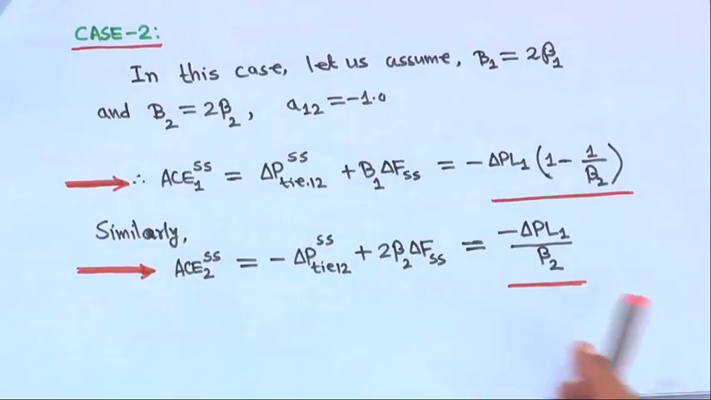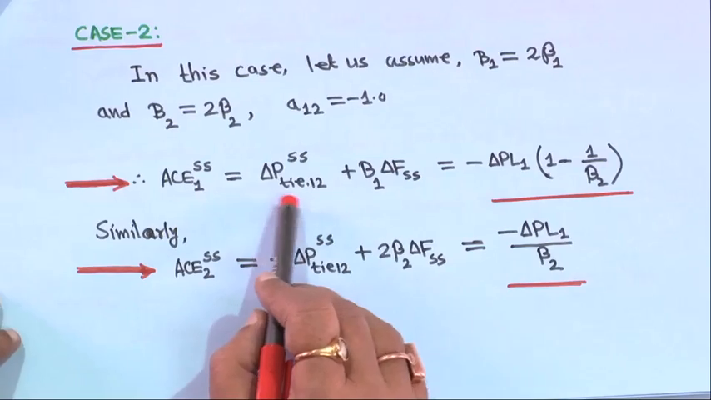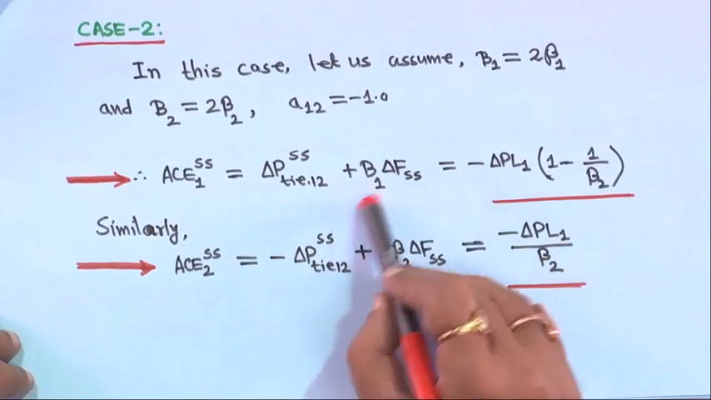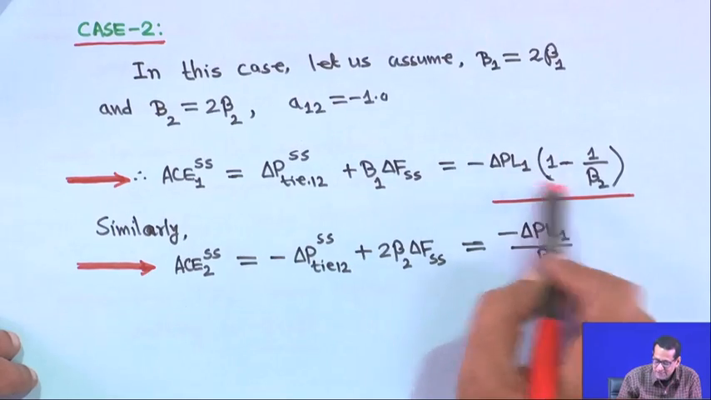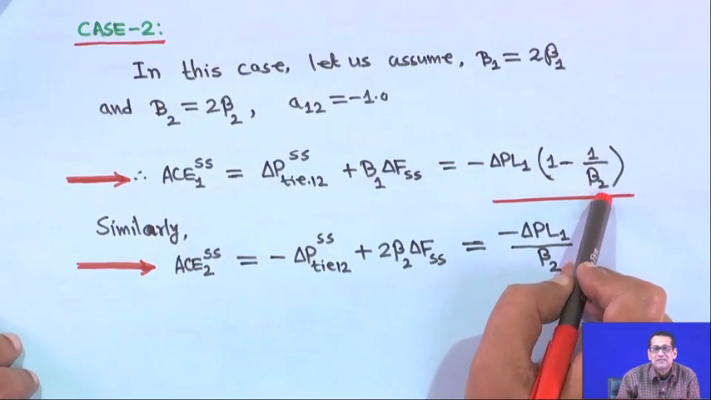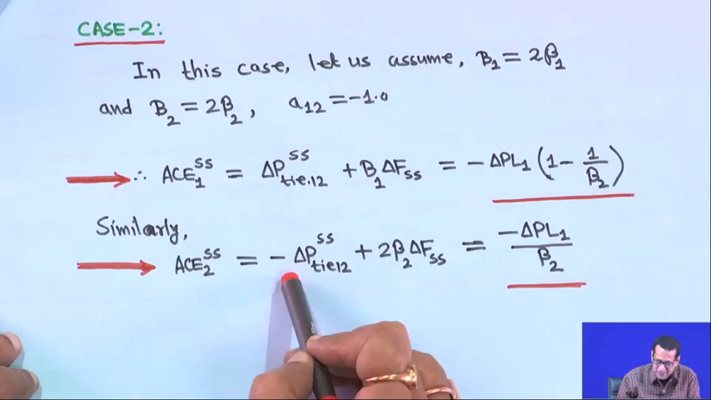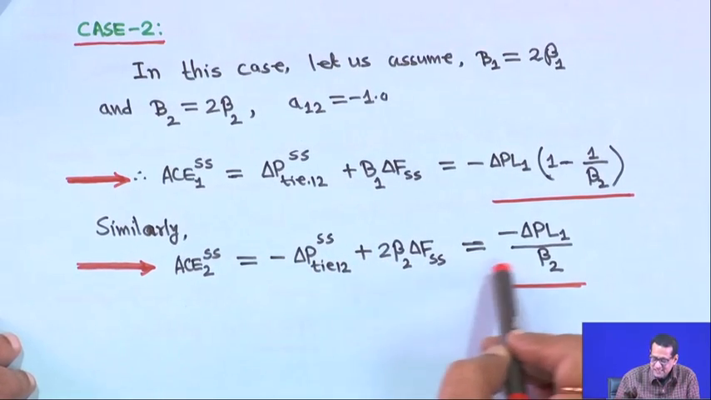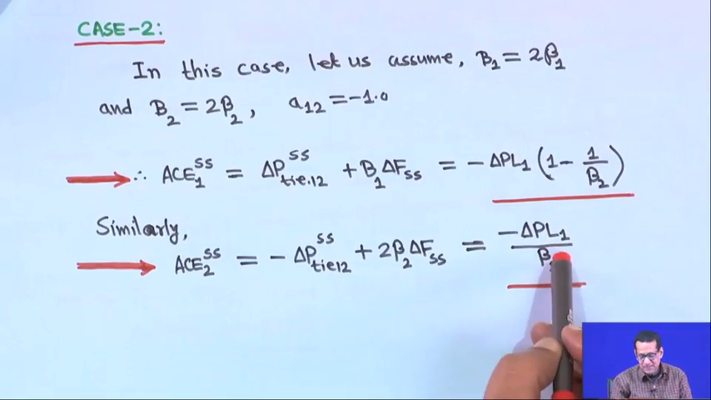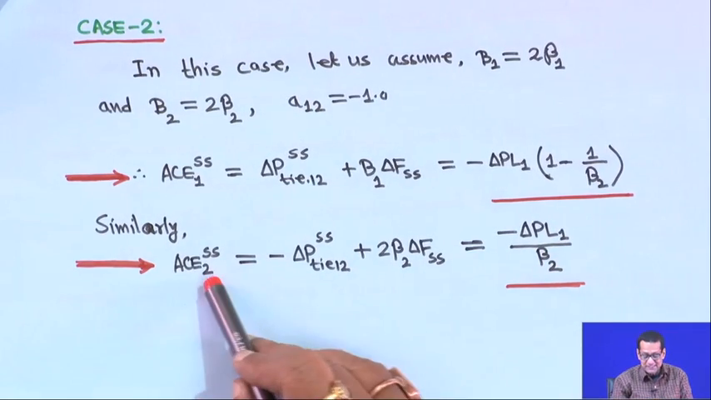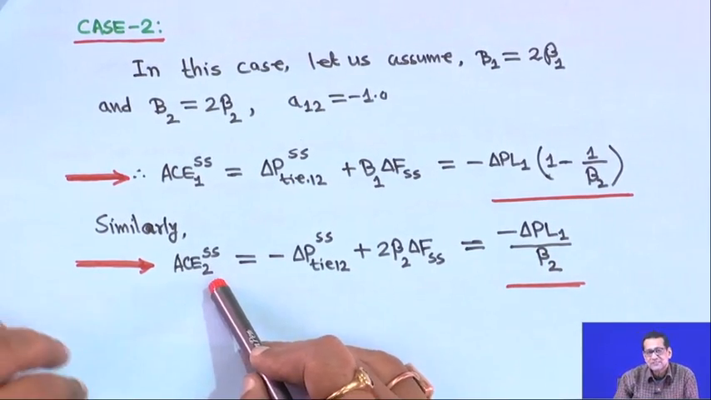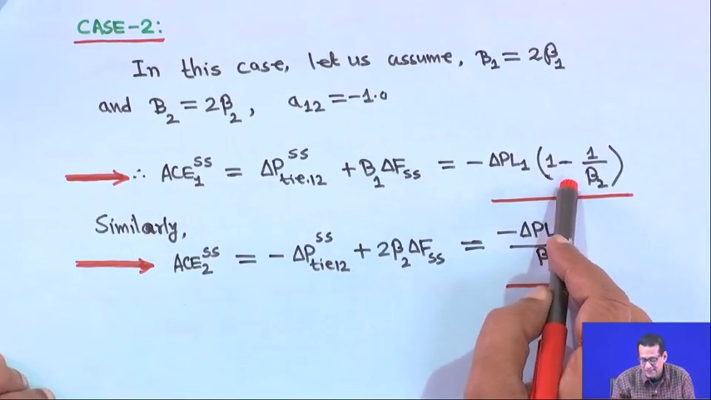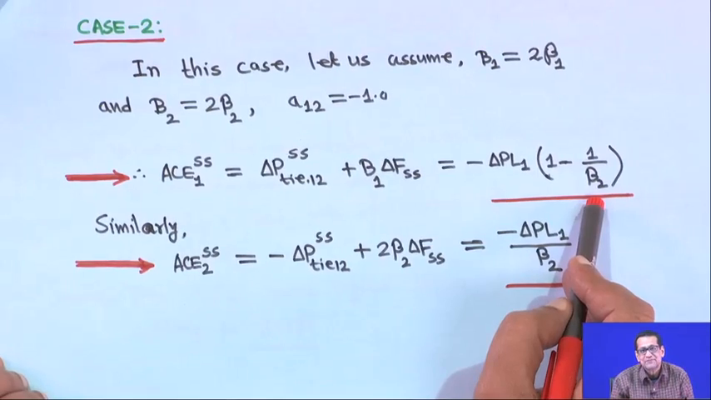So you substitute, a very simple thing, just substitute and work out. If you do so, you will find AC1 SS will be delta p tie 1 to SS plus B1 into delta FSS. If you put those things, it will be minus delta PL1 into 1 minus 1 upon beta 2. And similarly AC2 SS will become minus delta p tie 1 to SS plus 2 beta 2 delta FSS, which is equal to minus delta PL1 upon beta 2. That means if B is greater than beta, AC2 SS is not becoming 0, and AC1 SS is also not becoming just minus delta PL1, it is 1 minus 1 upon beta 2.